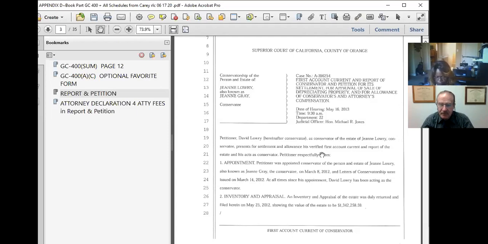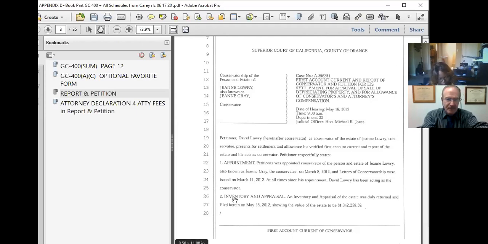And so here is a summary for you, so you don't have to try and figure out the whole case. You can just read my summary, and then you know ahead of time everything and what you're going to look for on the accounting. So the first thing you will list is your appointment. So basically you're saying the petitioner, me, was appointed a conservator of the person and of the estate of the conservatee. Here it states she's known as something else, and the date, and letters of conservatorship were issued on this date. At all times since my appointment, I, that's you, have been acting as the conservator.